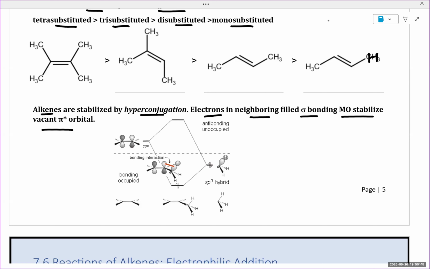If we wanted to draw a monosubstituted alkene, these would both be hydrogens. Monosubstituted, one substituent. Disubstituted, two substituents. Trisubstituted, three substituents. Tetrasubstituted, four substituents. The more substituents you have on the alkene, the more stable your alkene will be. Why? The alkene is stabilized via hyperconjugation with adjacent sigma bonds.